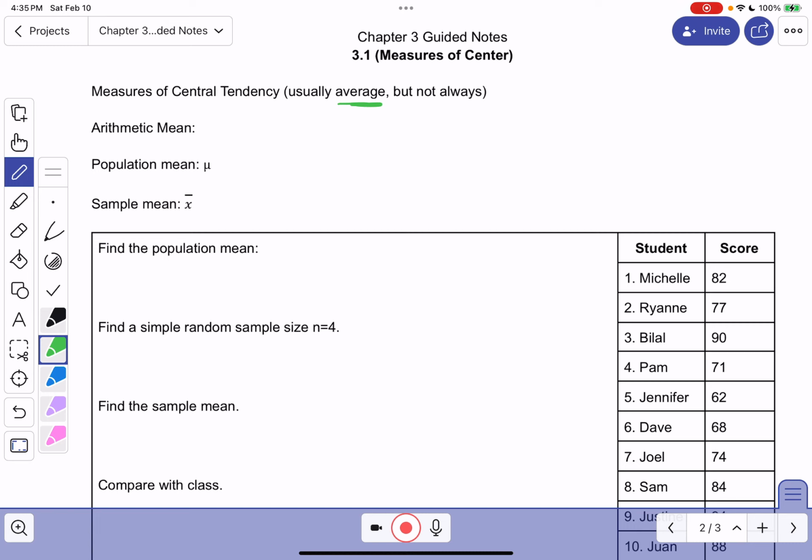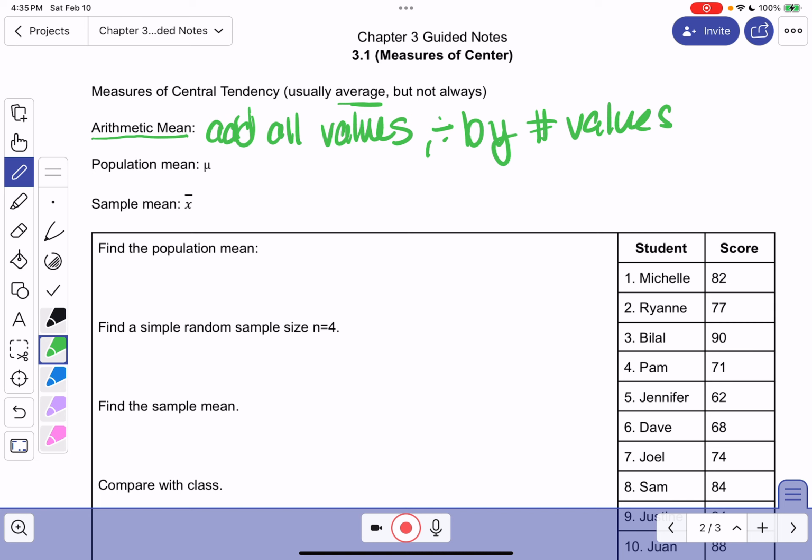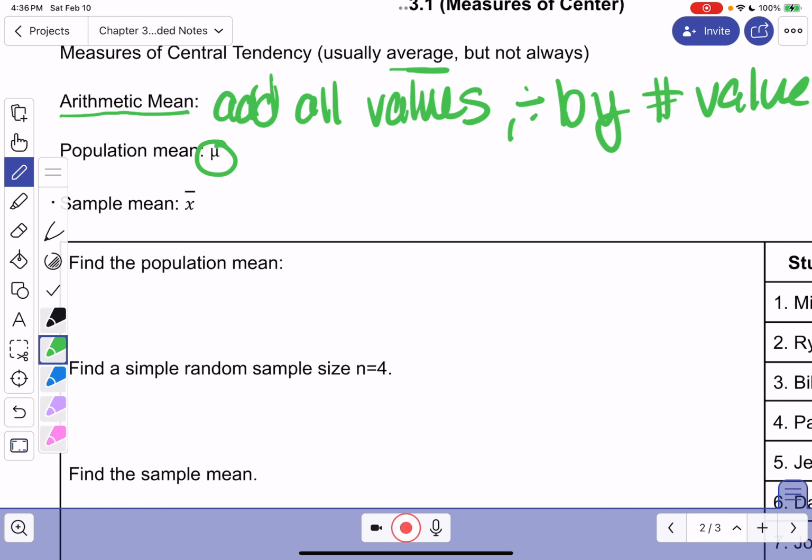The most common type of mean is the arithmetic mean. That's where you add up all the values and then divide by the number of values. Population mean is written as mu, that funky Greek U. That is a parameter, which talks about the whole population, whereas the sample mean is x bar. That's out of your sample.